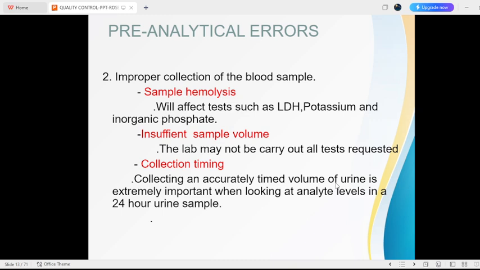Next is about the collection timing. Collecting and accurately timing the volume of urine is extremely important when looking at analyte levels in a 24-hour urine sample.